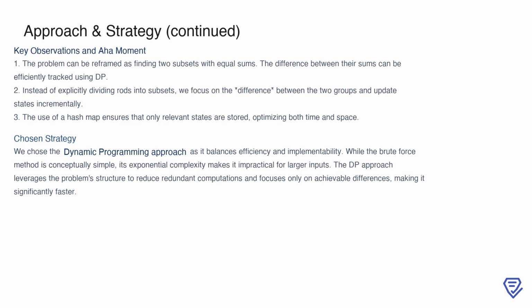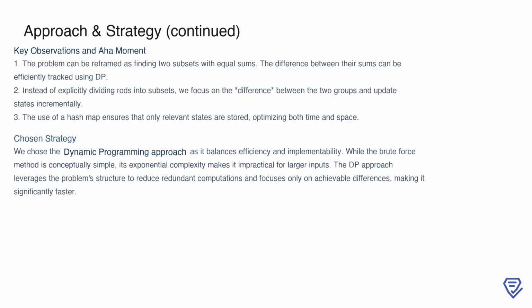First, the problem can be reframed as finding 2 subsets with equal sums, which allows us to focus on tracking the difference between their sums rather than explicitly dividing the rods. This reframing simplifies the problem and reduces redundant computations. Second, by using a hash map to store only the relevant states, we ensure that the space and time complexity remain manageable. Instead of maintaining a massive set of combinations, we incrementally update achievable differences as we process each rod. These insights form the foundation of the chosen strategy, which is the dynamic programming approach.